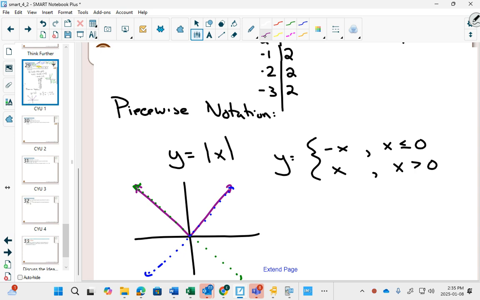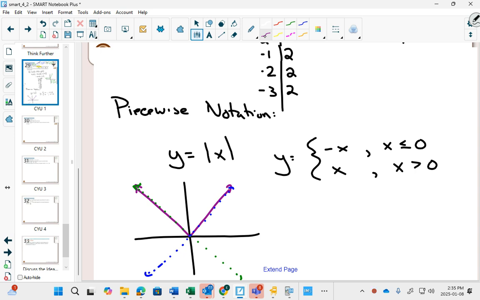Check it out. If you plug in -2 into this equation, what are you supposed to get? You're supposed to get 2, right? If you plug in -2 into this equation, you have to decide, which one do I plug it into? Well, because -2 fits in this domain, we plug it into here. What is -(-2)? +2 as well. Do you see how the two are the same, but just written in different ways?